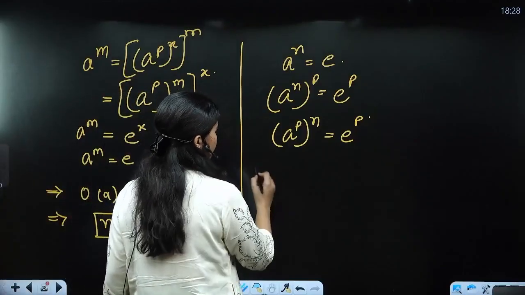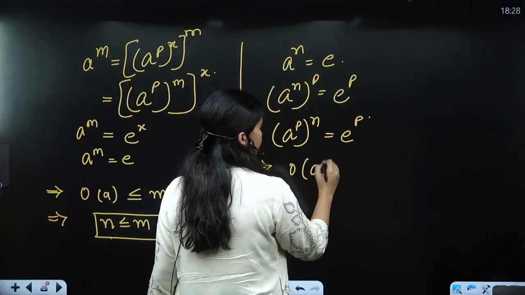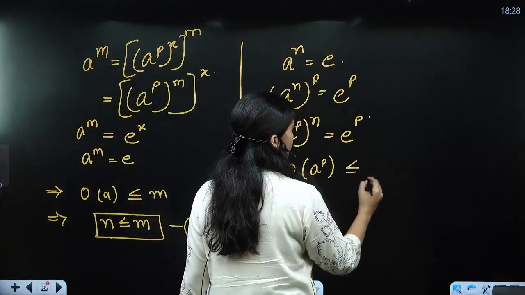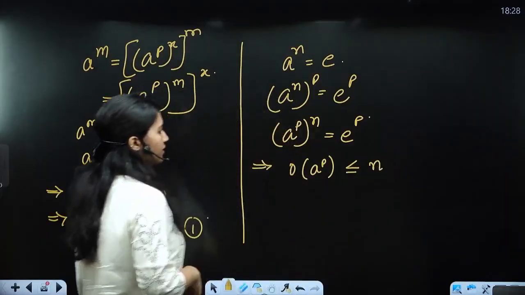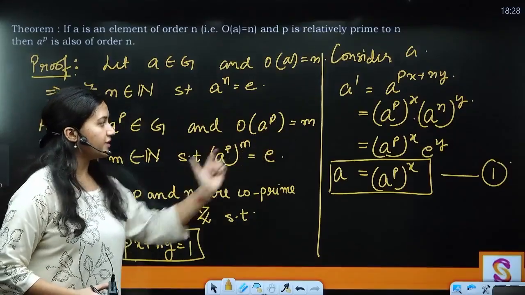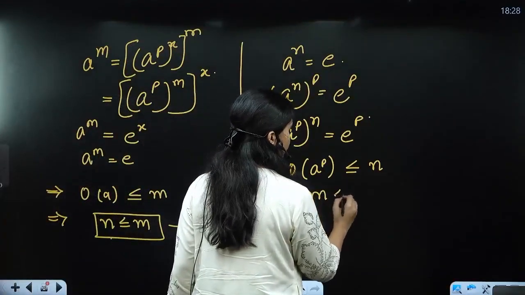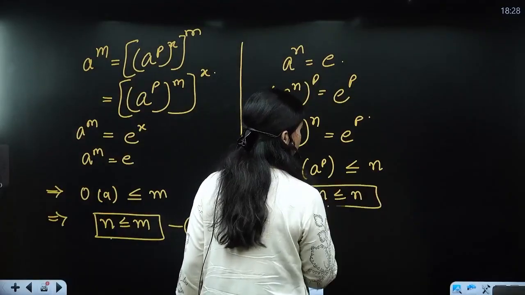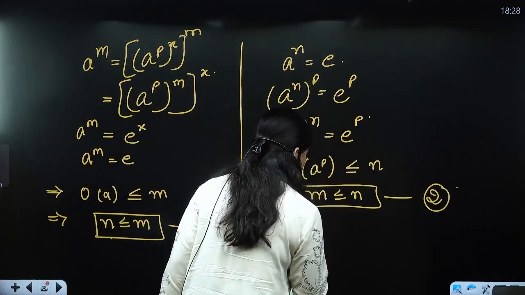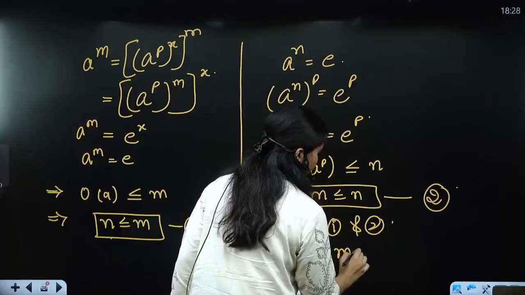So can I say from here that the order of a raised to the power p is going to be less than or equal to n? And what is the order of a raised to the power p? A raised to the power p is of order m. So that means m is going to be less than or equal to n, right? This is going to be equation number 2. By 1 and 2, we can say that m equals n.